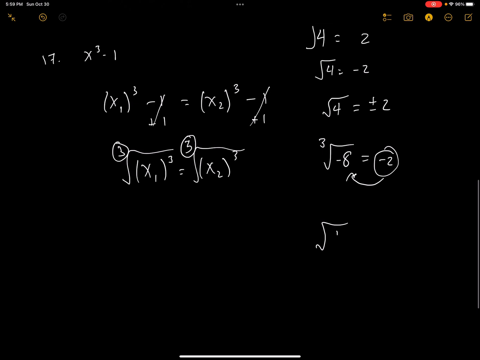Same thing with the cube root of positive 8, okay? Only positive 2 is that, because if I put a negative here, oops, let me include that cube root. That would make it negative 8, right? So this, in fact, I don't have to include, or I would be incorrect to include, a plus or minus. So in this case, I find that x1 does equal x2. And that means this is a one-to-one function.